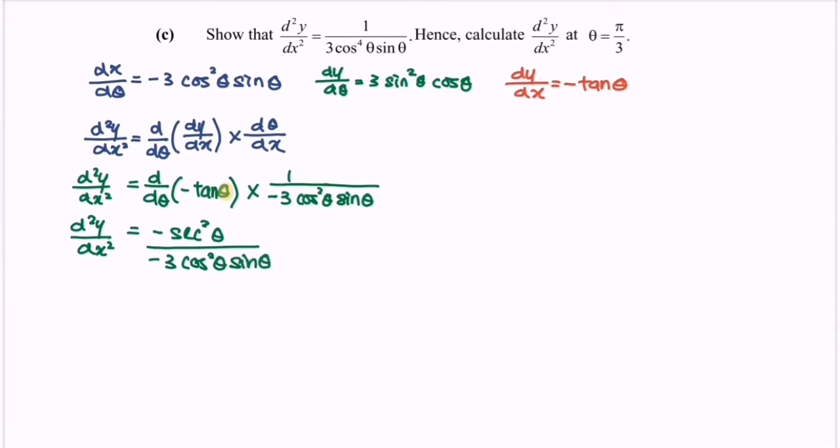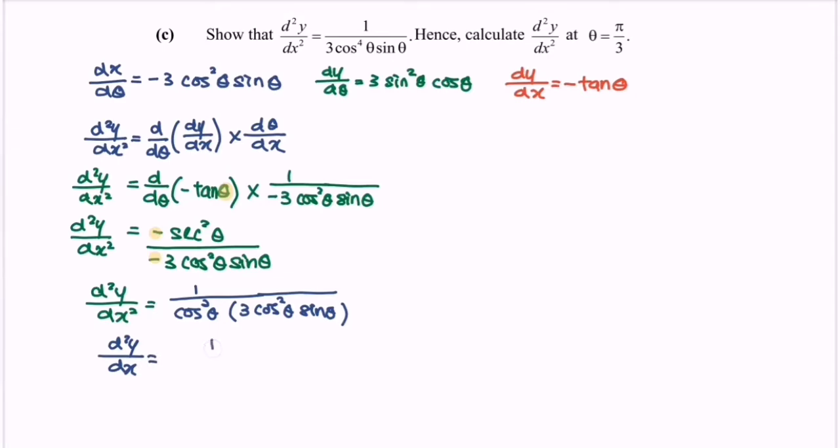So based on the trigo ratio, secant theta actually is equal to 1 over cos theta. So rewrite the situation. Where the second derivative is equal to, if we simplify the situation, we will obtain 1, then 1 over cos squared theta multiplied with 3 cos squared theta sine theta. So finally, for the second derivative, we will obtain 1 over 3. As we can see, cos squared theta multiplied with cos squared theta, and we will obtain cos to the power 4 theta multiplied with sine theta. By referring to the question, we have already shown the situation.